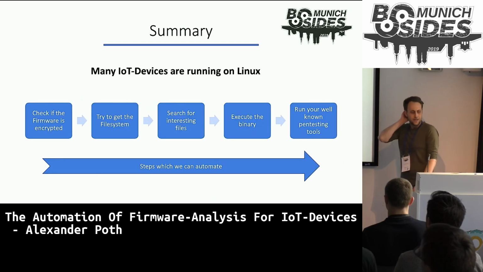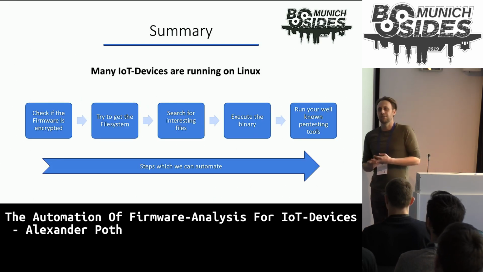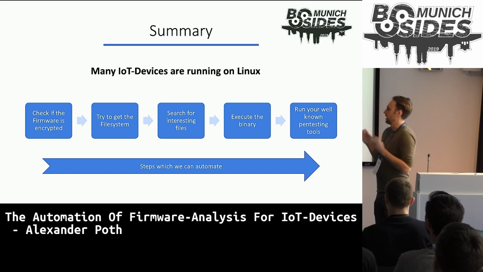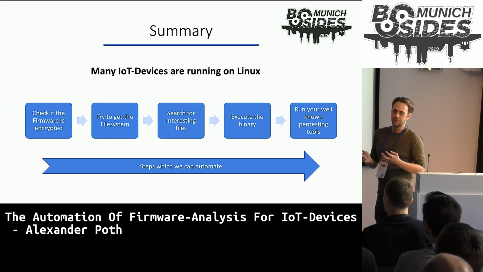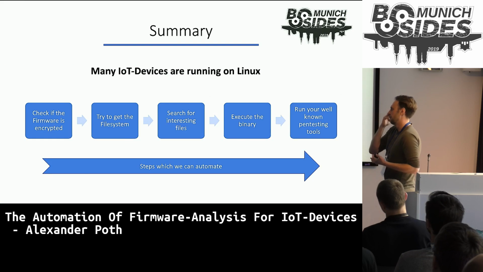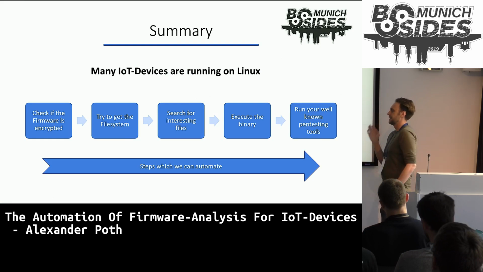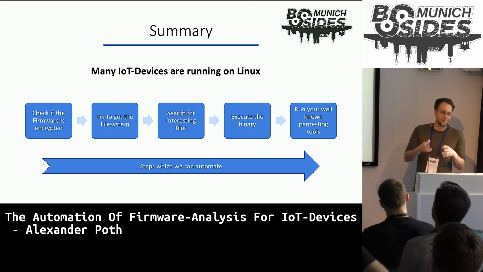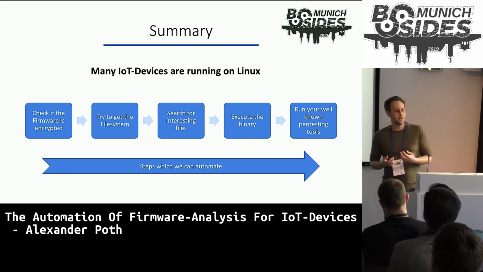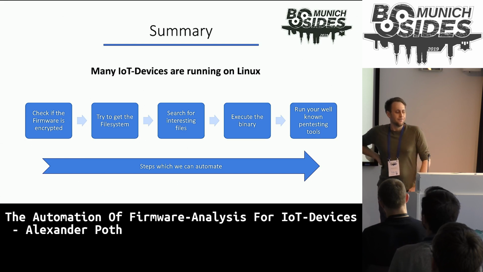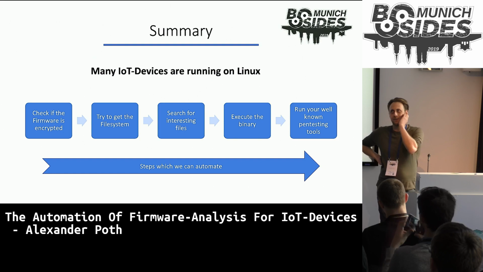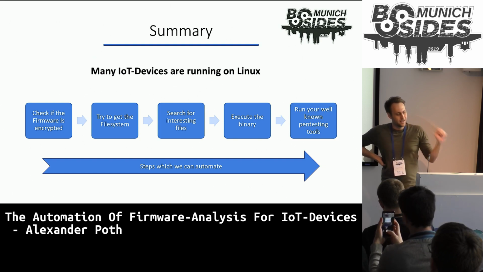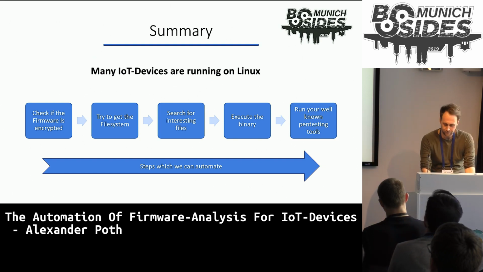So a firmware analysis can be very, very complex, right? But you always have some basic, simple steps which you can do. For example, check if the firmware is encrypted, try to get the file system out of our binary, and search for interesting files inside our binary. And I did everything for Linux firmware, because many IoT devices are running on Linux.